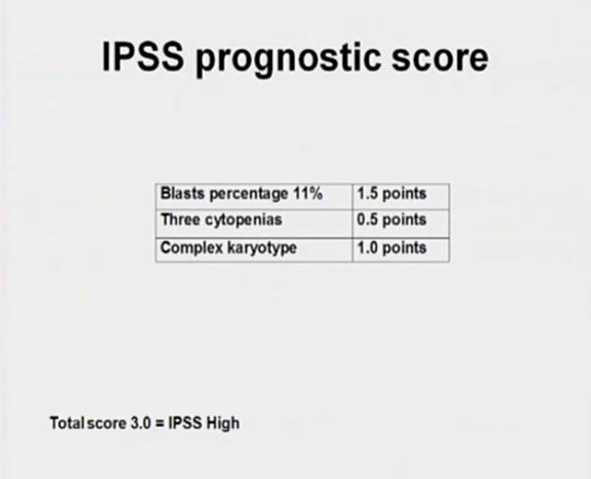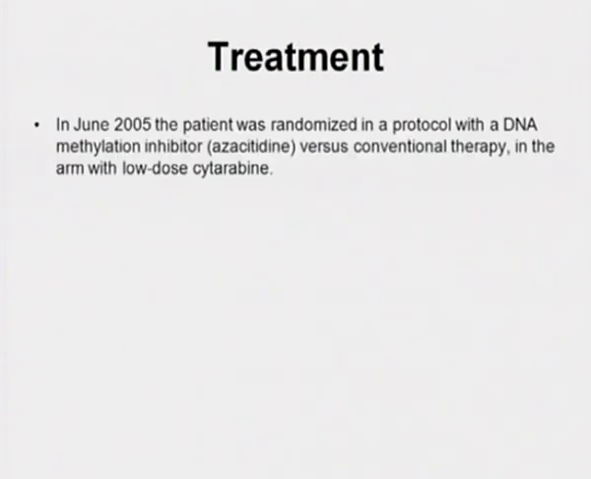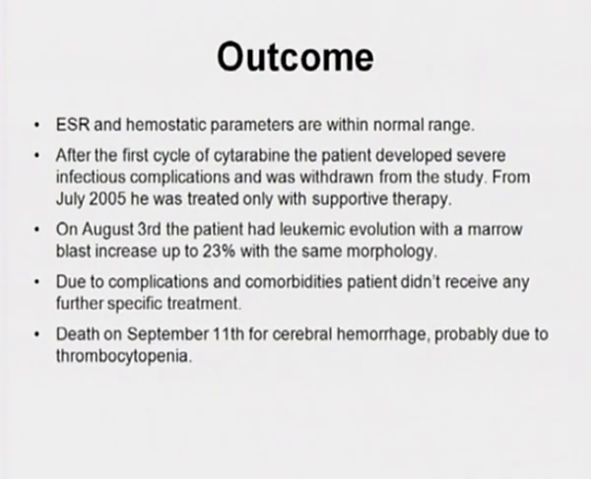the score was high, a total score of 3 points. This is a case from 2005, so things are changing now, but he underwent an Italian trial, AZA versus conventional therapy. Obviously, nowadays he would be treated immediately in another manner.